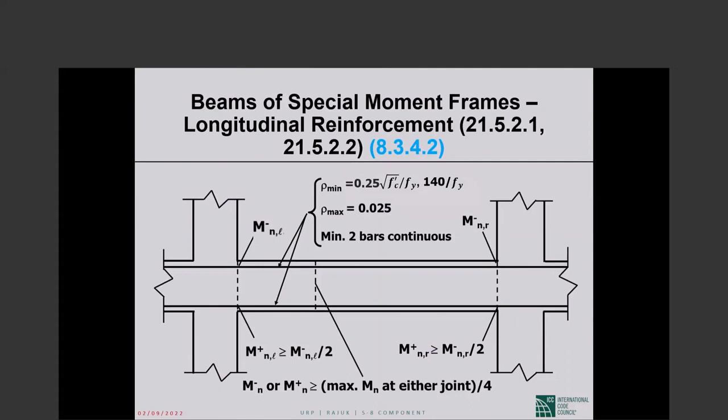Okay, longitudinal reinforcement in a special moment frame beam. A number of significant requirements. Minimum 2 bars continuous top and bottom.